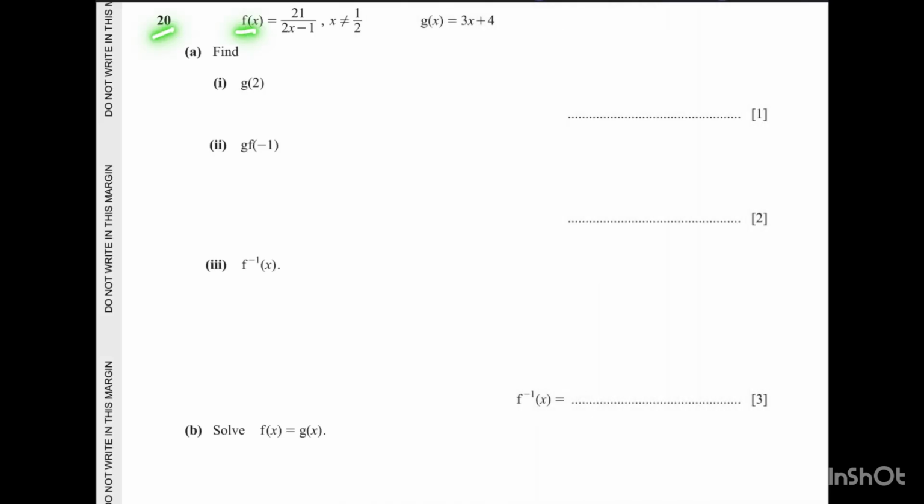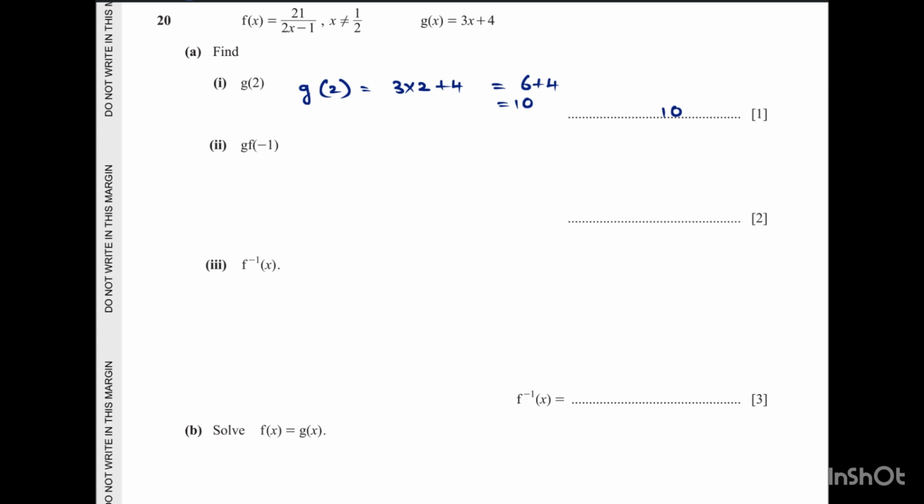Question number 20. F of x is equal to 21 by 2x minus 1, where x is not equal to 1 by 2. G of x is 3x plus 4. Find, question A, find g of 2. So g of 2 will be, just place 2 in place of x in the function g of x, 6 plus 4, which is 10.